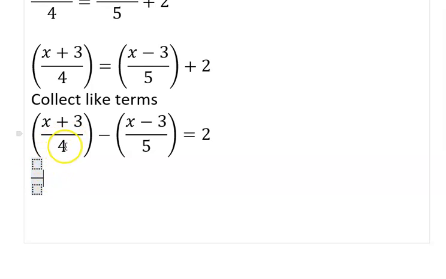Now, LCM of 4 and 5. You can brush up on our video on LCM, lowest common multiple, on this YouTube channel, so you understand better. So LCM of 4 and 5 is 20. Awesome. How many times will 4 go in 20? That's 5 times. So 5 times what we have here, let's put it in perspective.